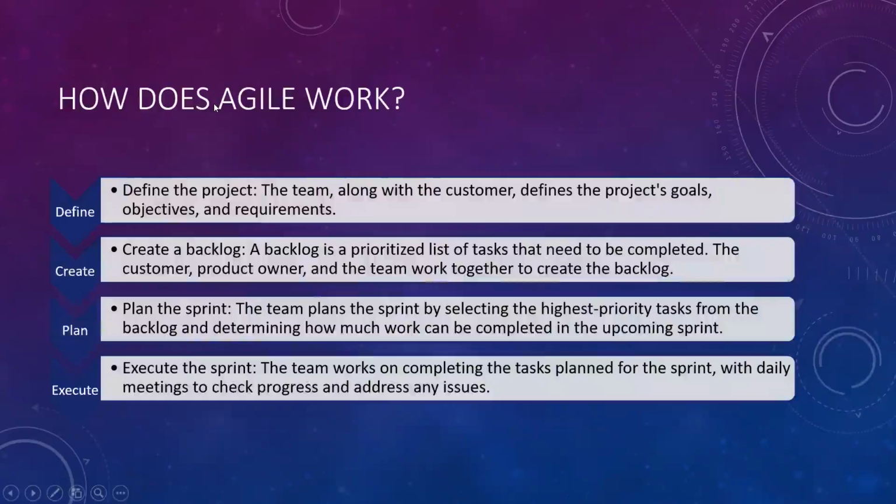Next is how Agile works. So how does this Agile work actually? Here we have a few things that we need to discuss. All together we have 8 points on it. So, define the project. First we have to define the project. Here the team along with the customers define the project goals, objectives, and requirements.